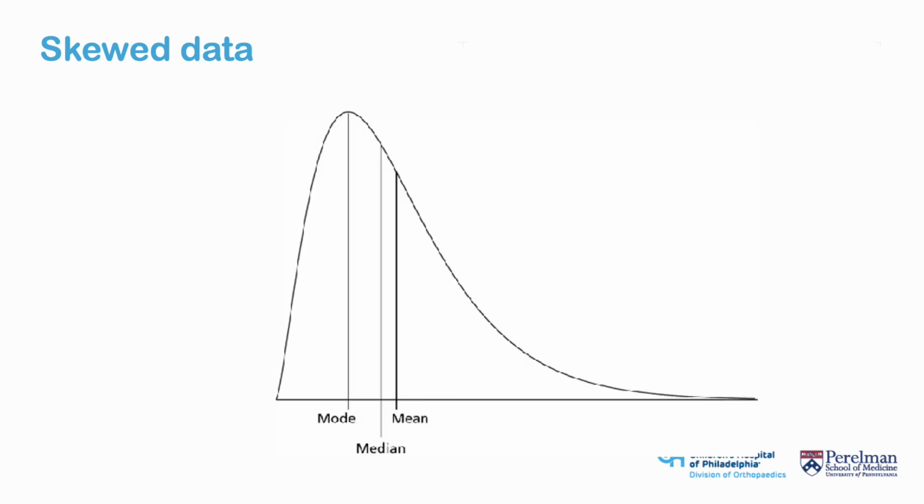Skewed data are pictured here. This is a right skew, named so because the tail of the data are to the right. Because of the greater number of observations on the right, the mean will be shifted to the right of the actual most common observations, or the mode. The median is in between these two, the middle observation in the ordered data set.